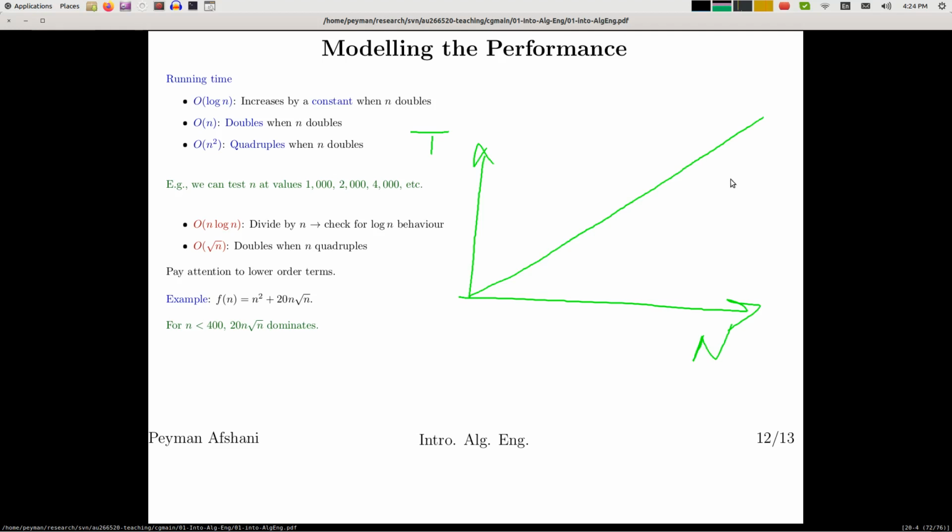For example, when you expect something to run in log n time, then because of the law of the log, log n should increase by a constant when n doubles. Okay, so what I mean is that log of 2 times n equals log of n plus 1. So when the input doubles, the log function increases by 1. And the way you can verify this is simply by plotting this on the log scale. If you plot like this, then the logarithm will look like a straight line because of that.